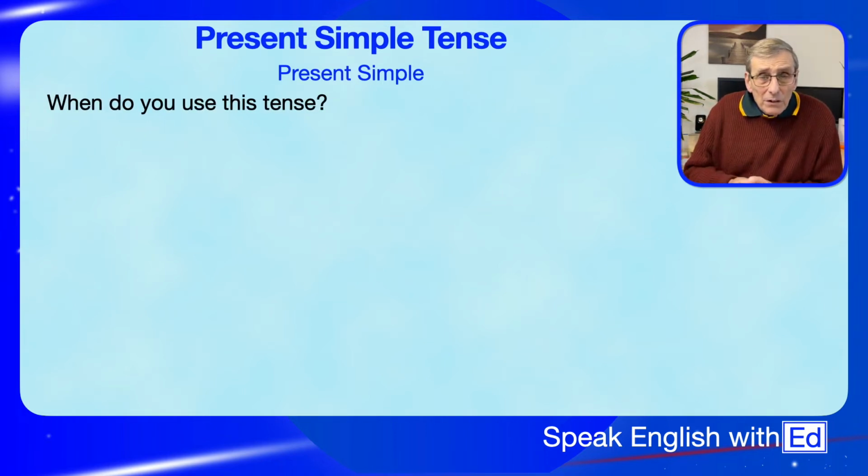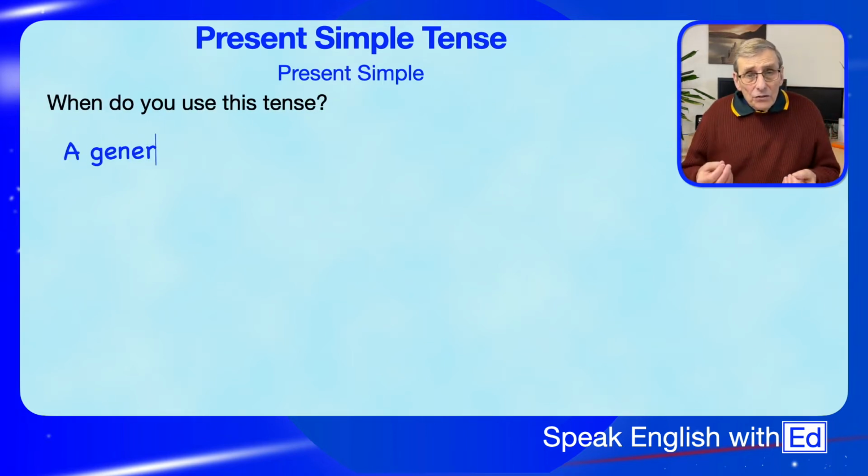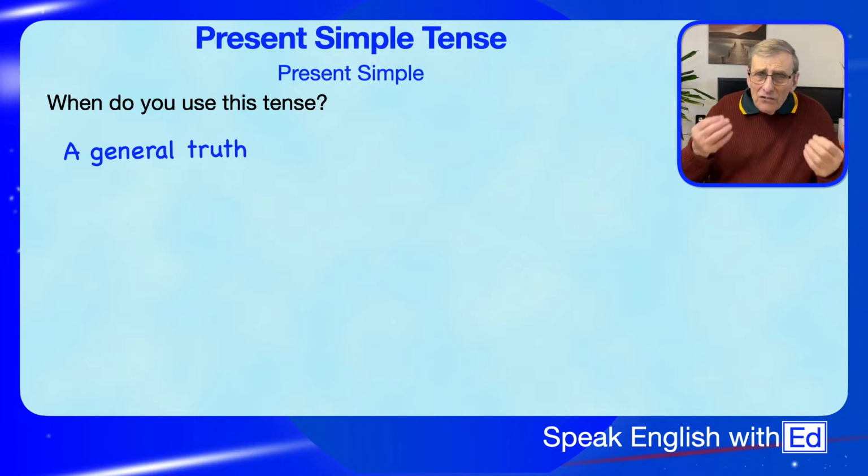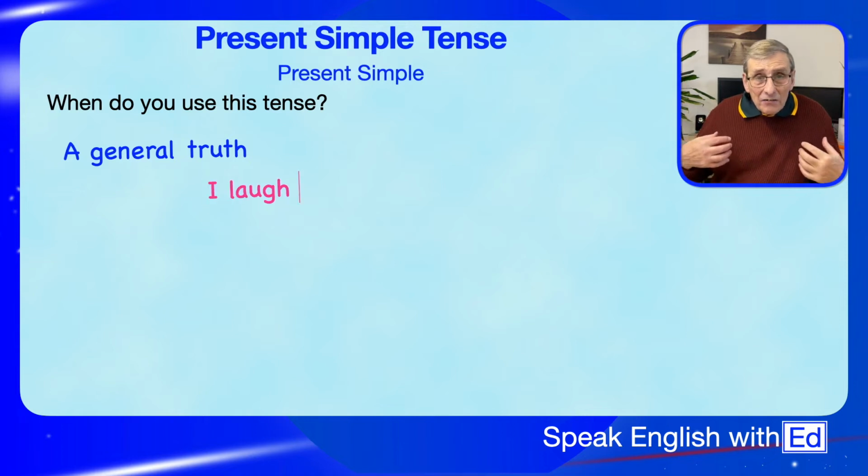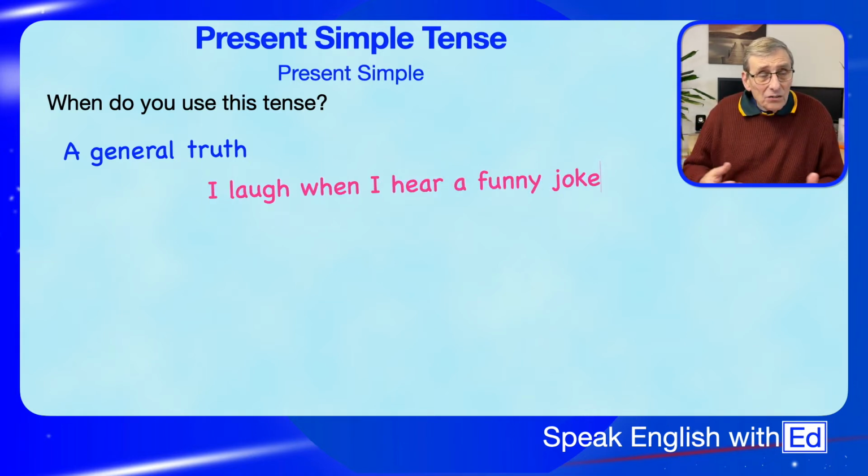Well, you use it when you want to tell a general truth, something that's generally true. So I can say that I laugh when I hear a funny joke. I do. I'll laugh when I hear a funny joke. It's a general truth. Now, I don't always laugh when I hear a joke, but if I think it's funny, I'll have a good old laugh and it makes me feel good.